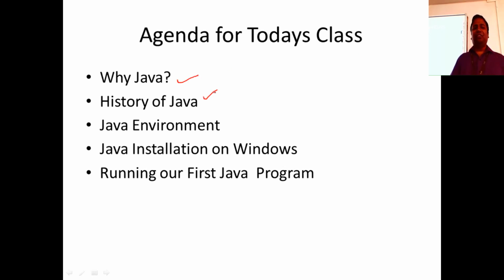And the history of Java, not so much. We'll just see the several versions of JDK and how Java evolved. For the Java environment, we have to understand what's happening behind the scenes when you submit code. Java installation on Windows: if you are new to Java, you first have to install Java on Windows, and learn how to use IDEs so that you can create programs easily. We'll see running our first Java program.